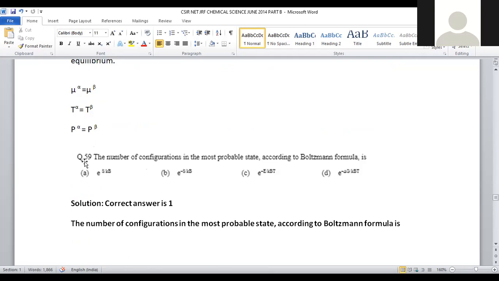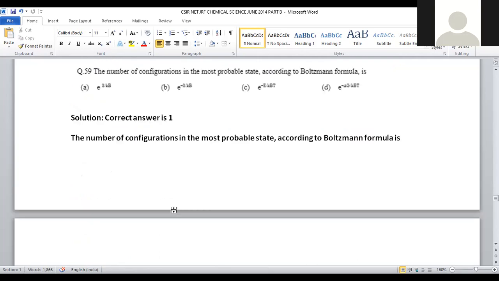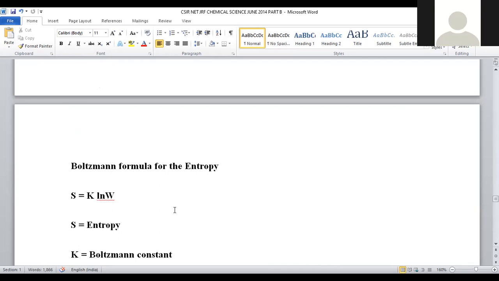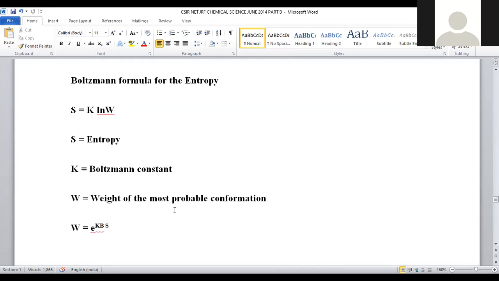And the next question will be question number 59. The number of configurations in the most probable state according to the Boltzmann formula, right? So here, how many probable states are present in accordance with the Boltzmann formula? That is given by S is equal to k into ln W. S denotes entropy, k is the Boltzmann constant, W is the weight of the most probable configuration.